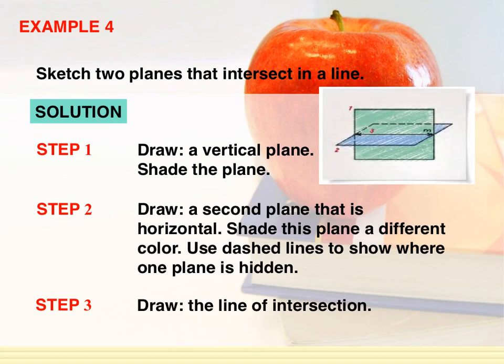All right, last slide is what it looks like when two planes intersect each other. It says two planes that intersect in a line. What we mean is two planes crossing each other. When you think of planes, think of pieces of paper. Like if I could pass one piece of paper through the other.